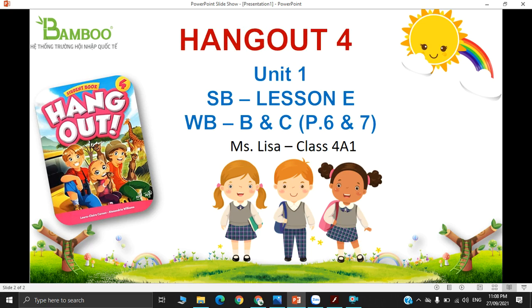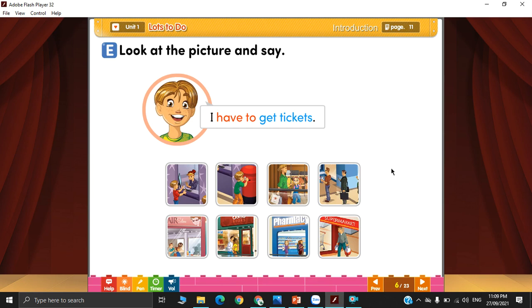Today we are going to study Unit 1, Student Book, Lesson E, Workbook, Lesson B and C, page 6 and 7. Now everyone, look at your student book. Look at the picture and say, I have to get tickets. He has to mail a letter.